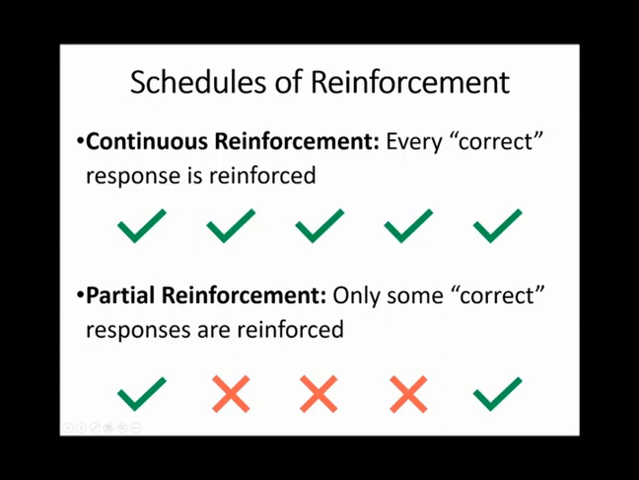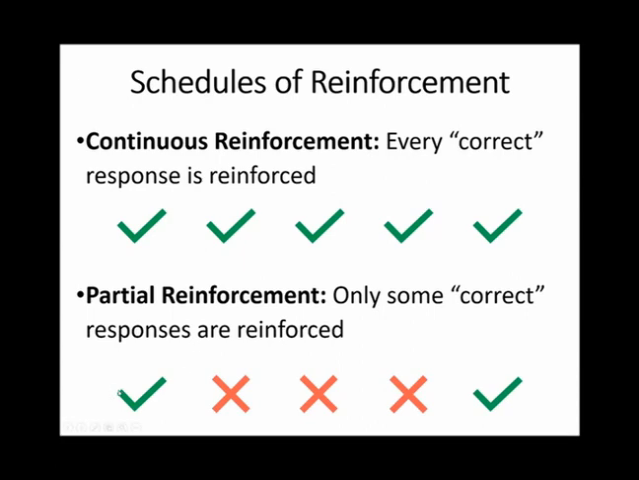Most of what we're going to talk about from here on is going to deal with partial reinforcement. And so you might be able to figure out partial reinforcement just means that you're not going to be rewarded every single time. Only some of those correct responses, those lever presses that our rat is making, only some of those are going to be reinforced.